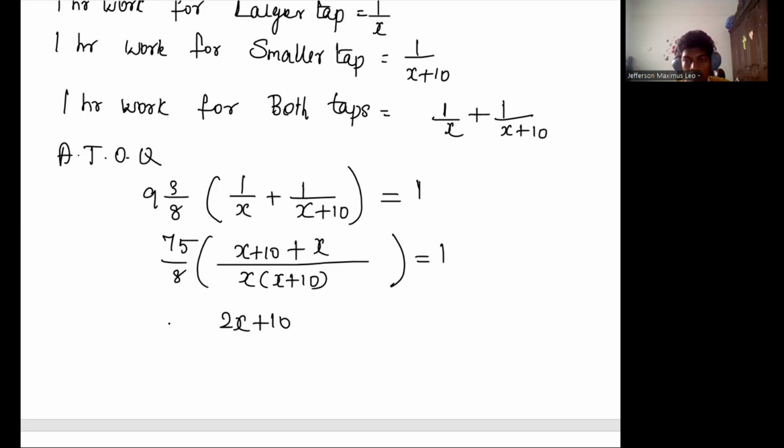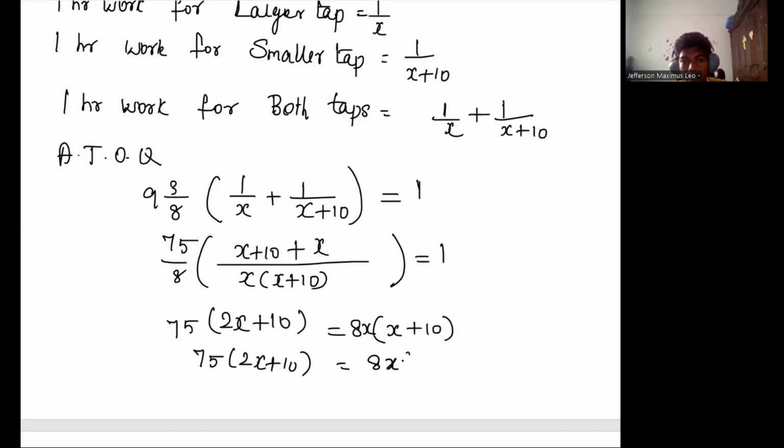In that place, 75 is kept here. So 8 times x plus 10, and x plus 10 times x is here. Any doubt, ma'am? No doubts. Correct. 75 times 2x plus 10, and here 8x square plus 80x.